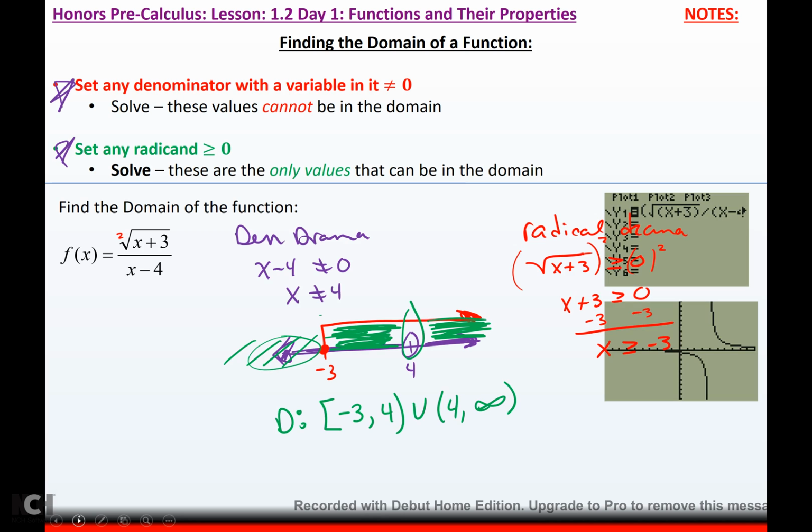Okay? And if you look at the picture, you'll notice that this thing does not go past -3. It stops. It doesn't go anywhere past there. If you look at the table, you'll just get a bunch of error messages back there.